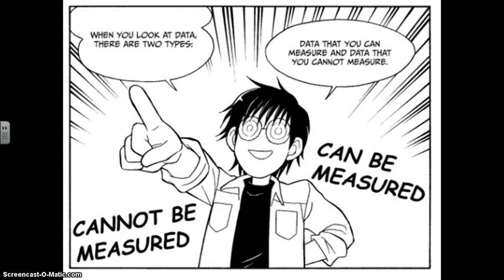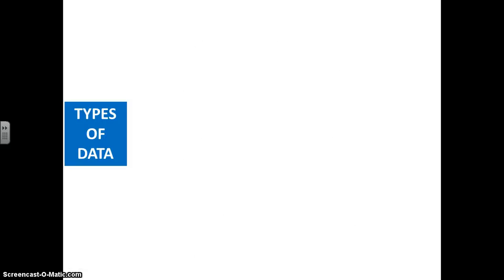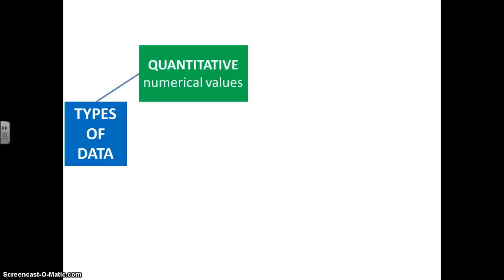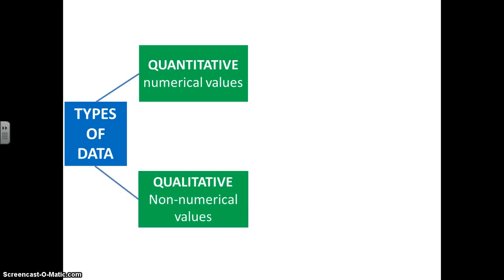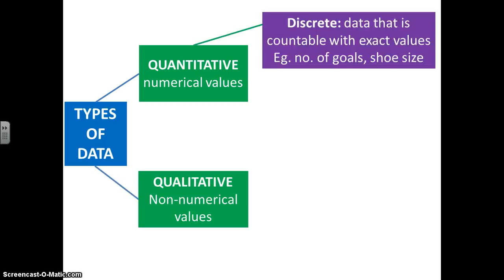When we get our information, there are 2 kinds of data. We can measure some kinds, and then there are other ones that we can't measure. So our types of data are quantitative, that's our numerical values we can measure, and qualitative, our non-numerical values, which we can't measure. In our quantitative data, we have discrete data, and that's countable with exact values.